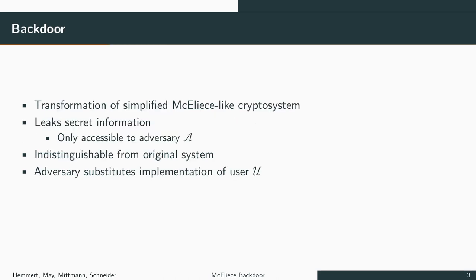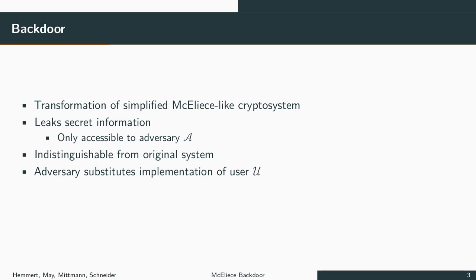Let's begin by clarifying what we mean with backdoor on a high level. As a starting point, we are going to describe a simplified McEliece-like crypto system, which we will then transform so that it contains a cryptographic backdoor while remaining compatible to the original description.